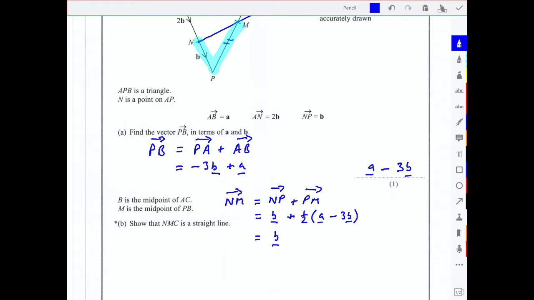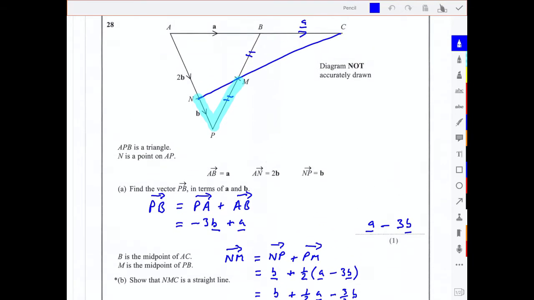So that's equal to b plus a half a, and a half times minus 3b is minus 3 over 2 b. So that gives us a half a, and b minus 1.5b is minus a half b. And I can take out the common factor of a half and write that as a half (a minus b). So I've now got an expression for NM. I'm going to find an expression for NC, and I hope it's going to be a multiple of that one because that will show they're in the same direction.